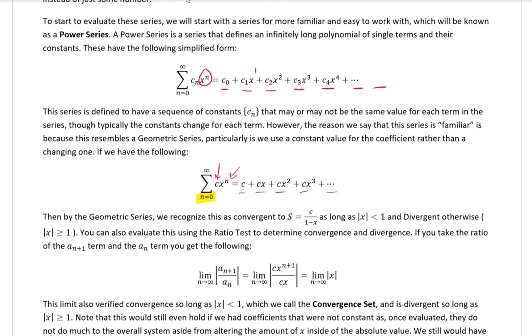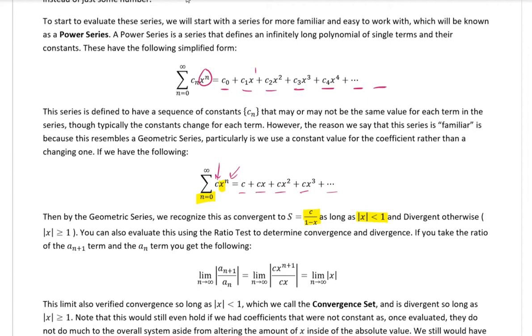And as we know for a geometric series for this situation of cx to the n, this is going to be convergent so long as the absolute value of x is less than 1. If the absolute value of x is less than 1, we know that this converges, and it converges to c divided by 1 minus x.